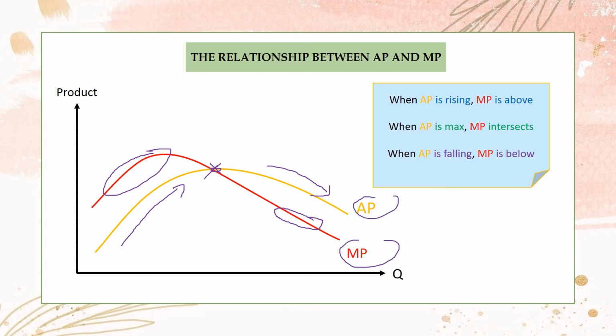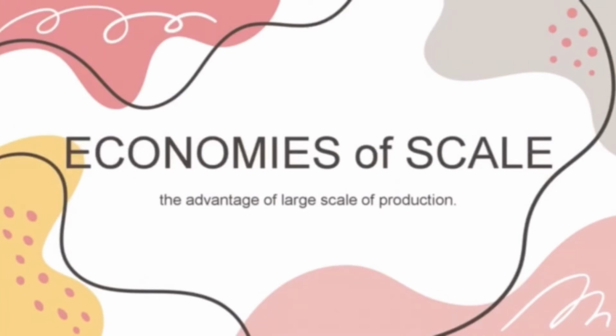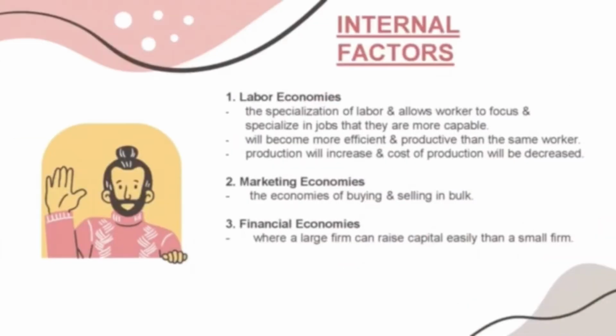Economies of scale is the advantage of large scale of production. The economies of scale can be divided into two types, which are internal and external. There are 5 internal factors of economies of scale. The first one is labor economies. Labor economies refer to the specialization of labor and allow workers to concentrate and specialize in jobs that they are more capable of. For example, workers focusing on one task and they become an expert. This will become more efficient and productive than the same worker doing the same work again. As a result, the production will increase and cost of production will be decreased.